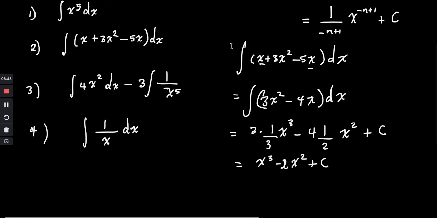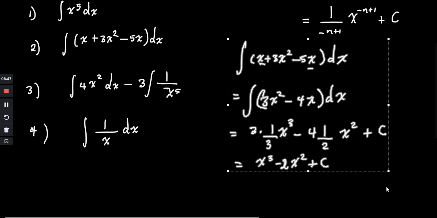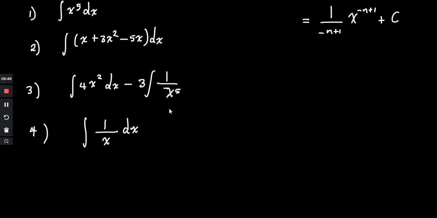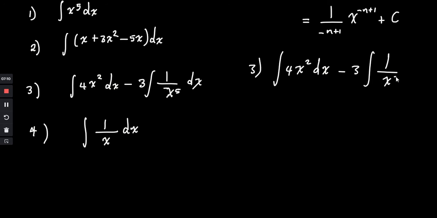So we're going to look at another problem. Okay, the third problem. At least this one has something a little bit funny here. So the third problem we can have is the integral of 4x squared dx, then minus 3 times the integral of 1 over x to the 5 dx.